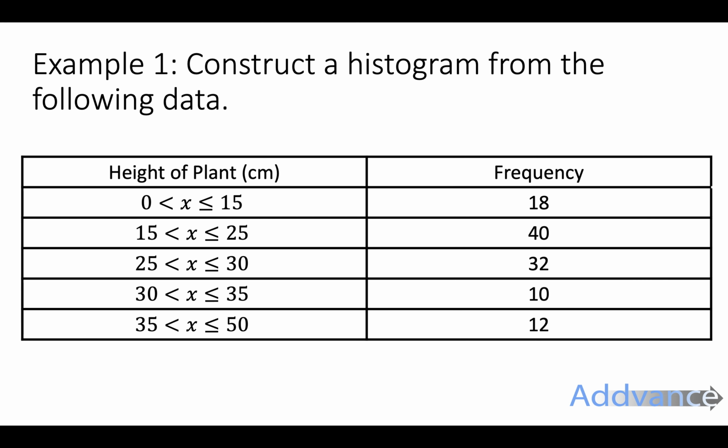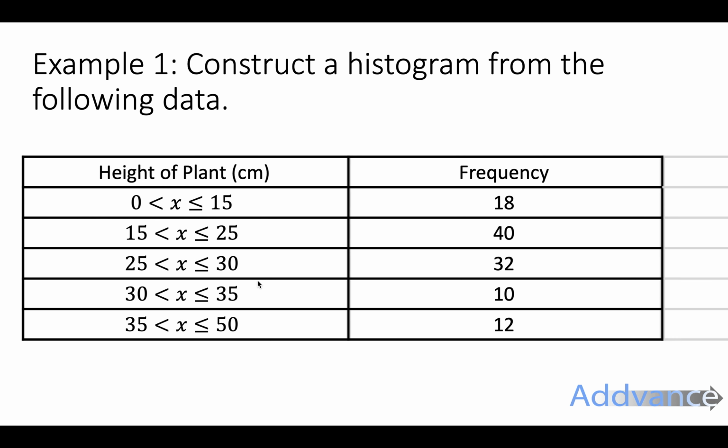Example 1, we're going to construct a histogram from the following data. We've got the height of a plant in centimetres and the frequency over here. It says between 0 and 15 centimetres tall, there are 18 plants. Between 15 and 25 centimetres tall, there are 40 plants. We continue, and between 35 and 50 centimetres tall, there are only 12 plants. So this is telling us the frequency in a class. We call these bounds over here a class.